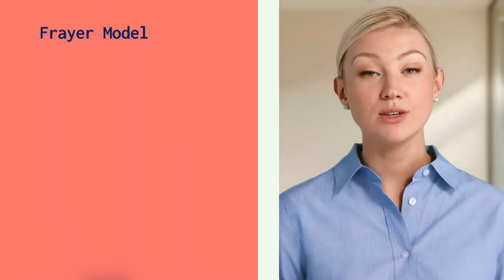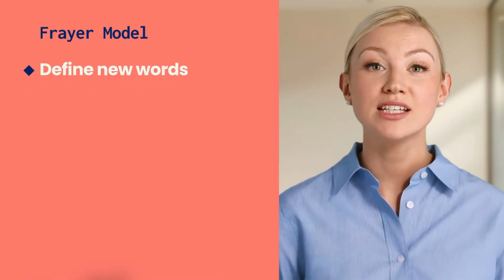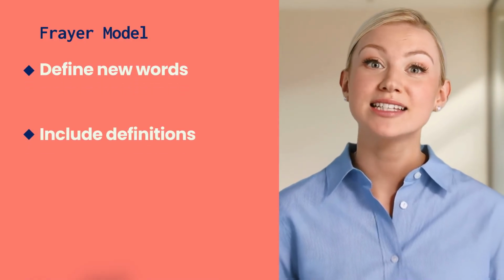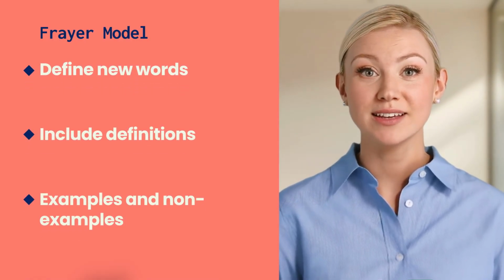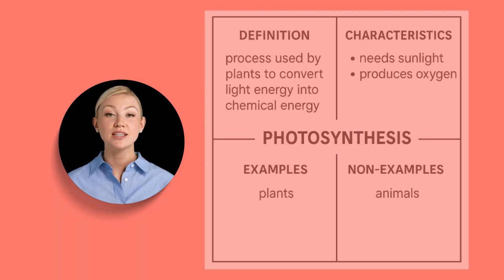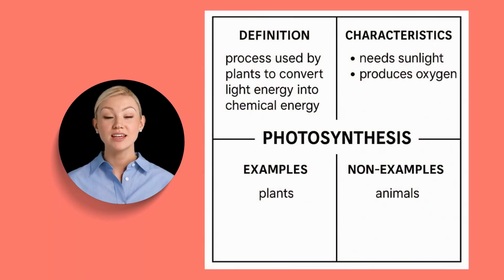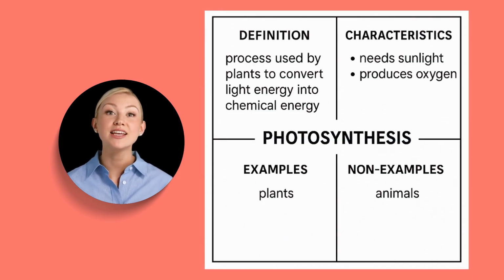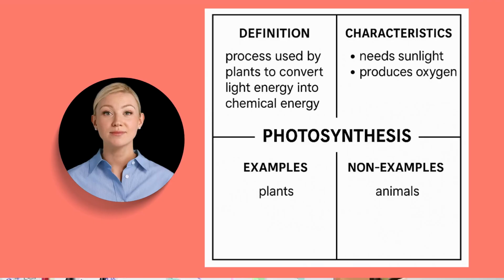Frayer model. Use the Frayer model to define new words, including definitions, characteristics, examples, and non-examples. Example: for the word photosynthesis, include a definition, characteristics like needs sunlight, examples like plants, and non-examples like animals.